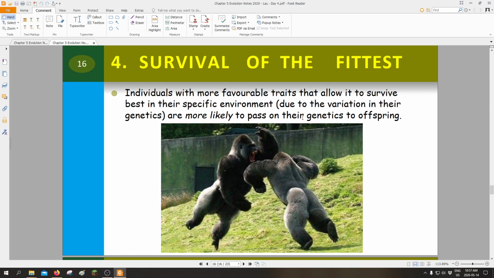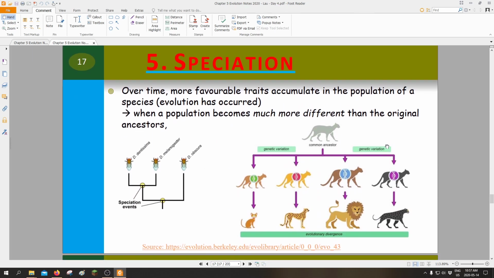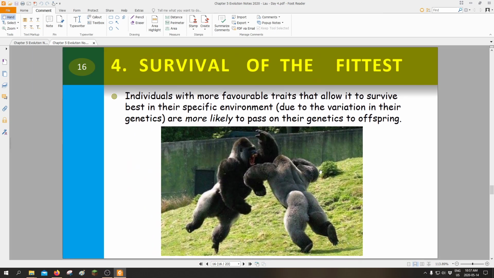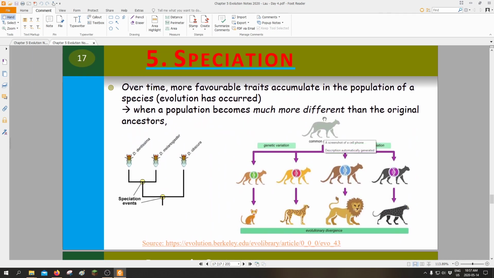And that's going to cause this last part here, speciation. Over time, the more and more strong traits are going to become more and more reproduced because they are more fit to survive and more fit to reproduce. And because of that, over time, these favorable traits are going to accumulate and show up more and more in the population of a species. What happens now is evolution has actually occurred.